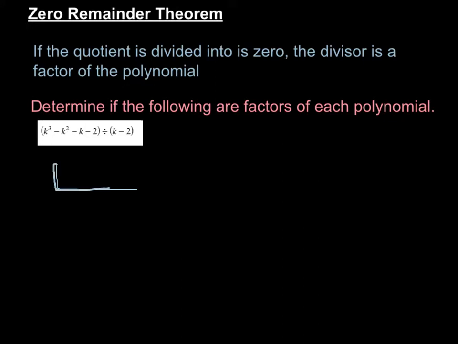So I'm going to set up my synthetic division bar. I'm going to bring down my coefficients down here. So we have 1k cubed, negative 1k squared, negative 1k, and negative 2 as a constant. And my divisor is going to be a positive 2. So just like we've been doing all this time, we're going to take it step by step. I'm going to bring down the 1.